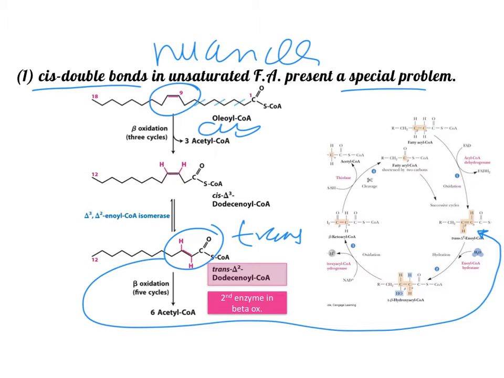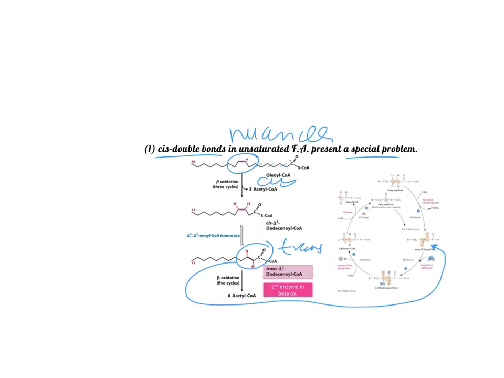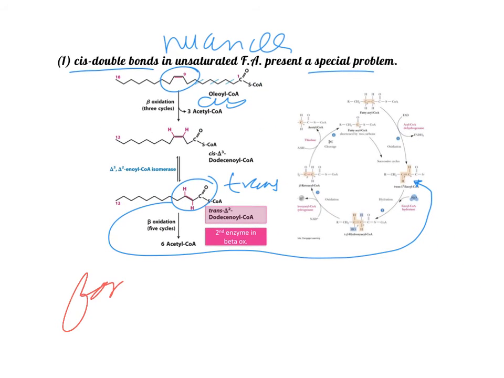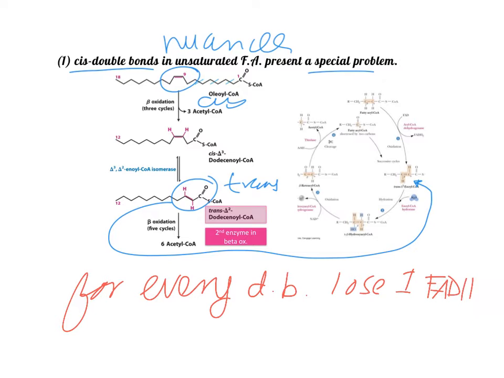One thing I do want you to notice is that for every double bond, I put DB for double bond, you're going to lose one FADH2. Okay? Because when it gets to this round, that double bond is going to skip the first step and enter directly into the second step. So when you're doing your ATP math, every single double bond is going to cost you an FADH2.